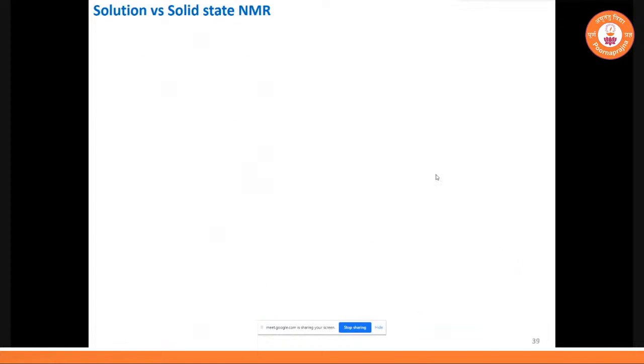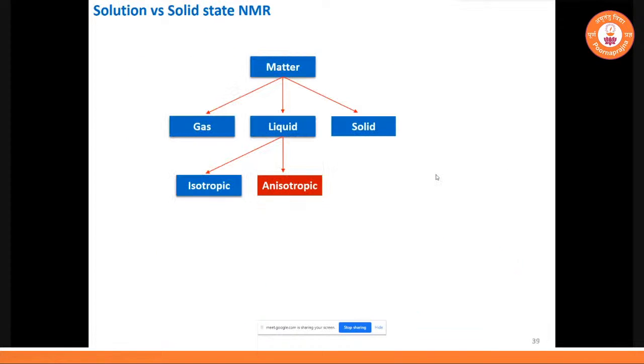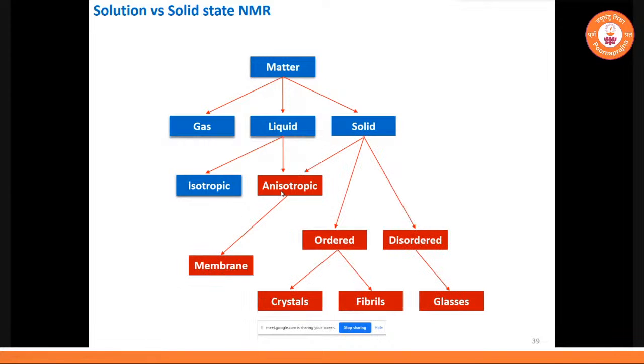With that, to see the matter, of course, we have gas, liquid, and solid. In liquid, we usually deal with isotropic systems in solution NMR. Of course, there are some anisotropic cases like gels, but I'm not going through that. If you see solids, you have plenty of systems to cover: ordered systems and disordered systems, where ordered contains crystals, fibrils, and glasses. Now you can ask, so what is advanced? I can do the same in solution NMR.